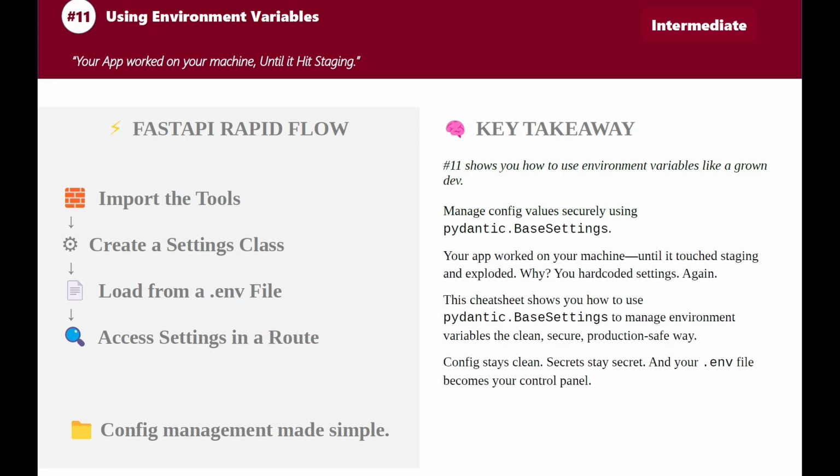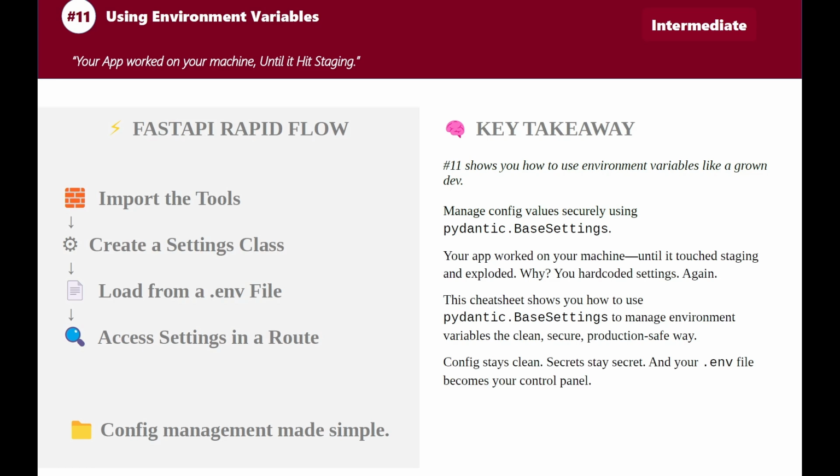This is sheet number 11. I'm going to be looking at using environment variables. Today we are going to stop hard coding settings and start using .env files like a grown developer. So the scenario today is your app worked on your machine until it hit staging and exploded, right? We'll fix that by using Pydantic settings for clean, safe, production-ready config management.